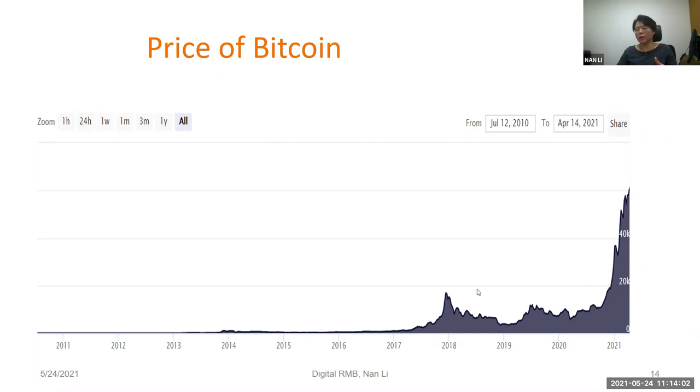Mm-hmm. So I did hear some stories that companies in some countries cannot transfer their profit back to their home country and they have to use Bitcoin. So this is part of the reason driving this rise in the price of Bitcoin. Okay.